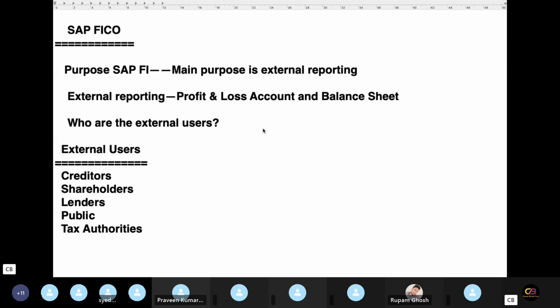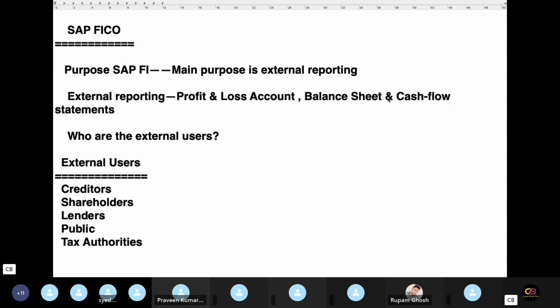So in India, financial statements include profit and loss account, balance sheet, and cash flow statements also. Cash flow statements here means cash inflows and cash outflows. So how much cash has come to the company, and how much cash has gone outside. That is also important. Cash flow statements, inflow and outflow.